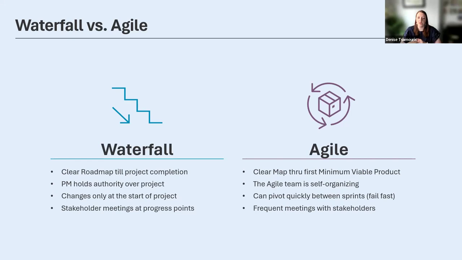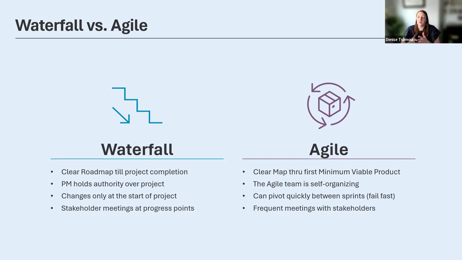In Waterfall, the project manager holds authority over the project. There is no project manager in Scrum. There is one sometimes if you're using SAFe Agile. There's a Scrum Master, which is kind of like the team champion. They're there to listen. They're there to reduce impediments or blockers for their team. But the great thing about Agile is they're self-organizing and cross-functional, so they can bring in different subject matter experts to work on a certain portion of that sprint.